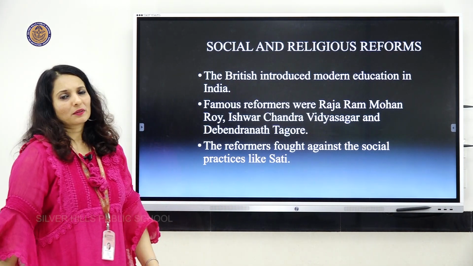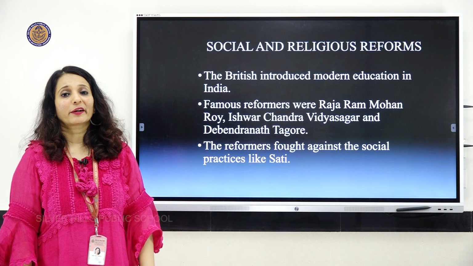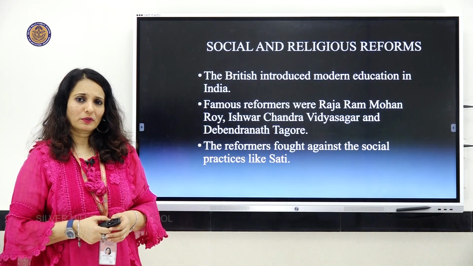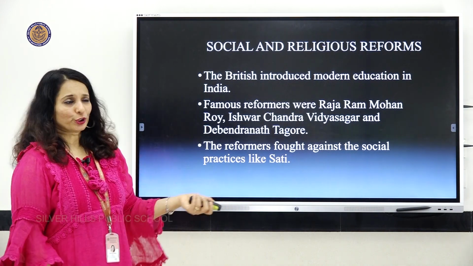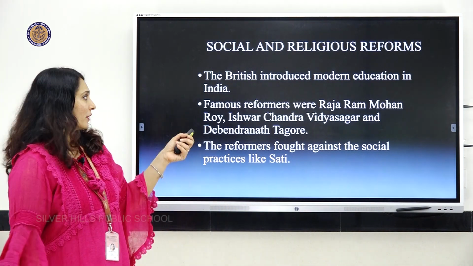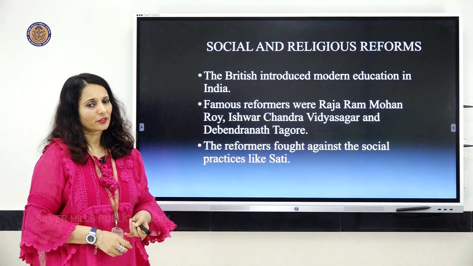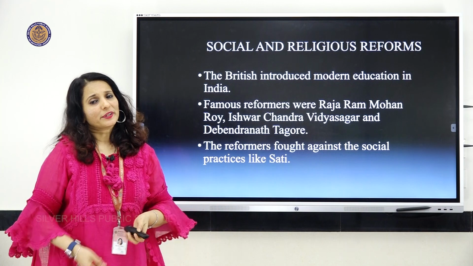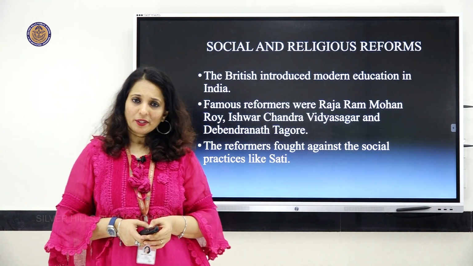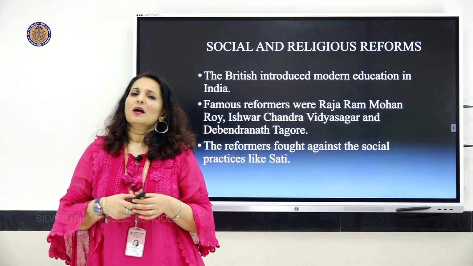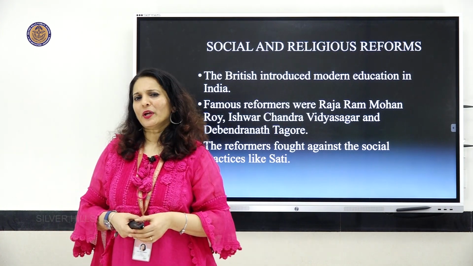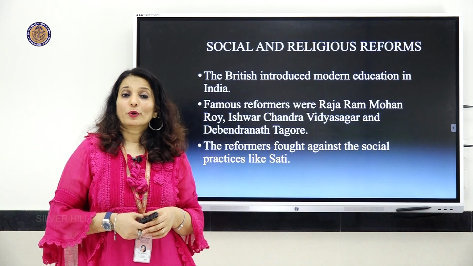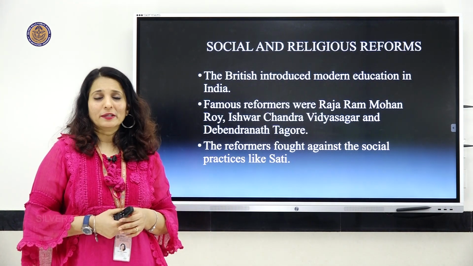What were the social and religious reforms which happened during that time after the revolt? There were a lot of social reformers, the main people being Raja Ram Mohan Roy, Ishwar Chandra Vidyasagar, Debendranath Tagore. The British had introduced modern education in India. So, once the Indians started becoming educated, there were a lot of changes, there were a lot of protests, there was a lot of eye-opening among the Indians.